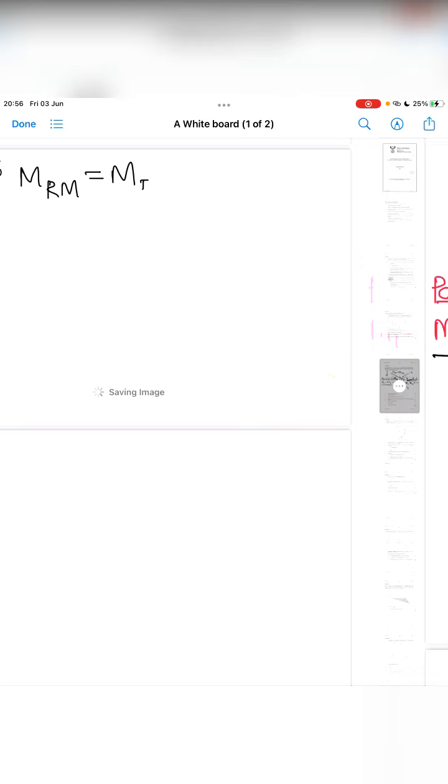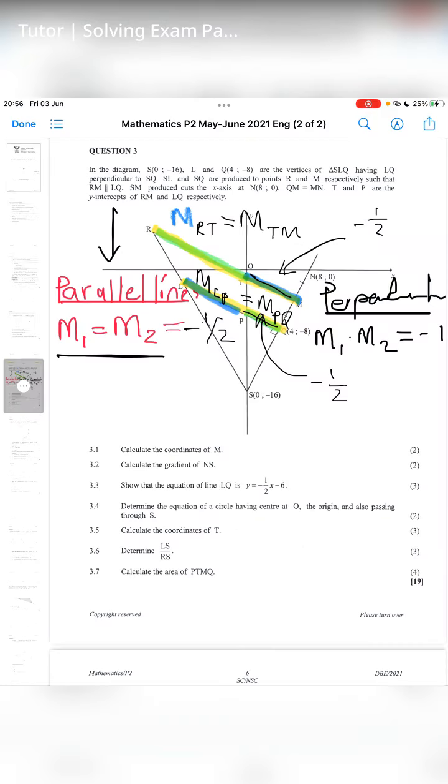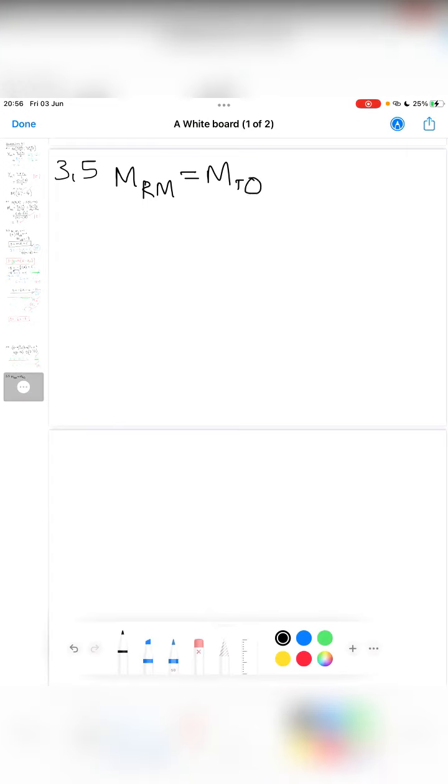Let me just check that question paper there. So we are saying the gradient of RM is equal to the gradient of LQ. Okay, I think now I'm getting it, and I'm hoping you guys are also understanding that part.